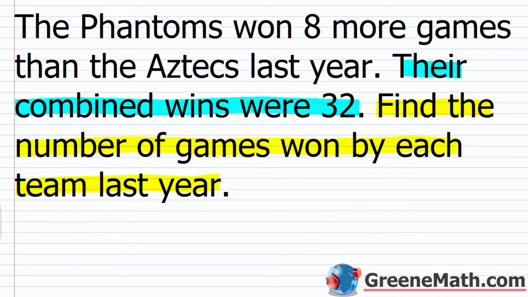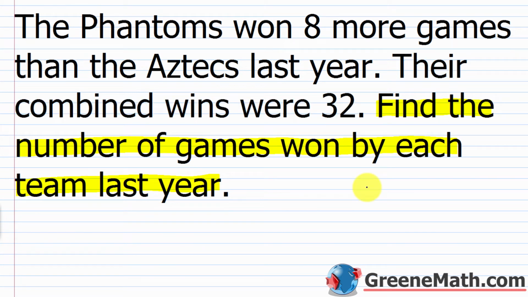And you just want to read back through the problem and make sure that your answer makes sense. So the Phantoms won 8 more games than the Aztecs last year. Well, yeah, the Phantoms won 20 games. The Aztecs won 12. 12 plus 8 is 20, so that checks out. Their combined wins were 32. 12 plus 20 is 32, so that checks out also. So it looks like we have the correct answer. Again, the Phantoms won 20 games and the Aztecs won 12.